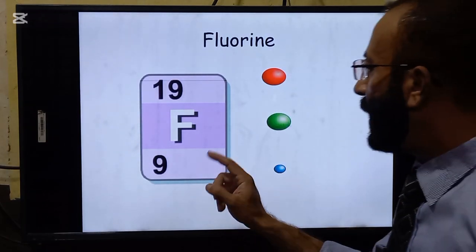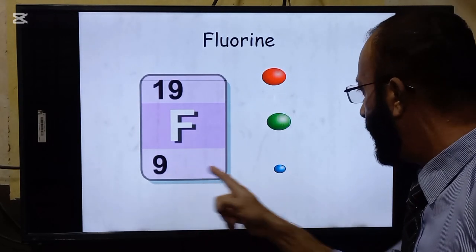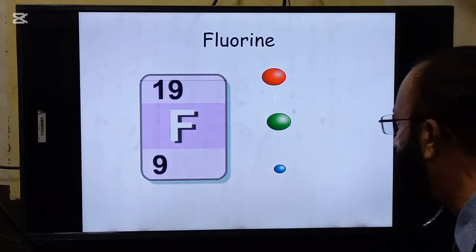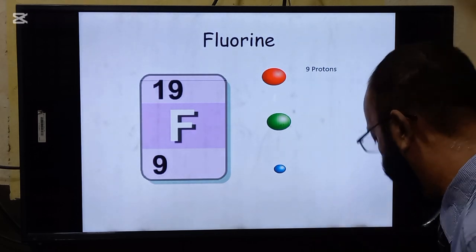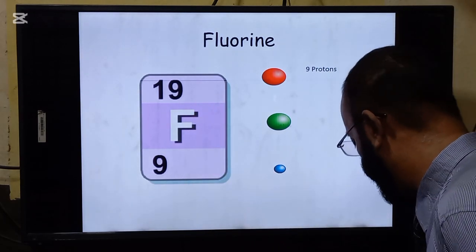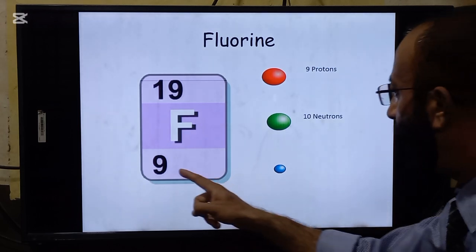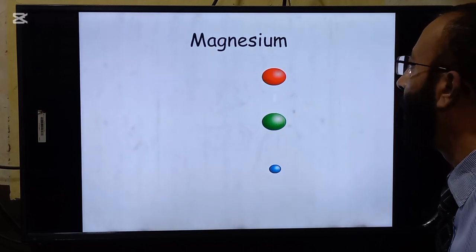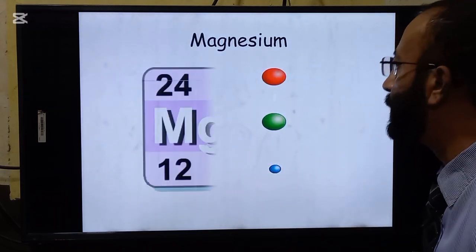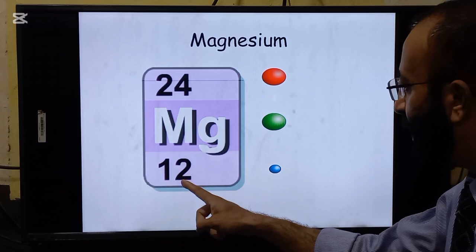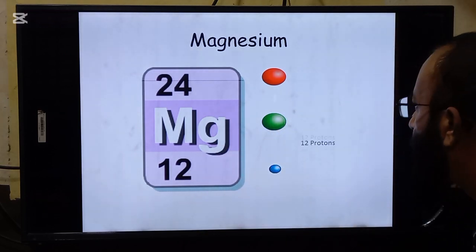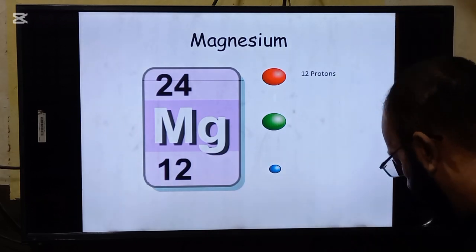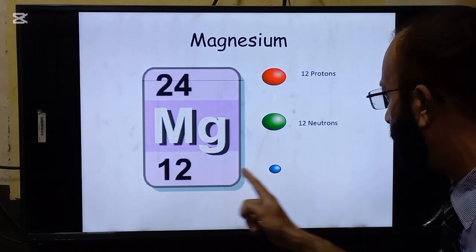In fluorine, there are 9 protons, 9 electrons, and 19 minus 9, 10 neutrons. So 9 protons, 19 minus 9, 10 neutrons, and 9 electrons. Magnesium. So there will be 12 protons. 24 minus 12 will be equal to 12, so 12 neutrons and 12 electrons.